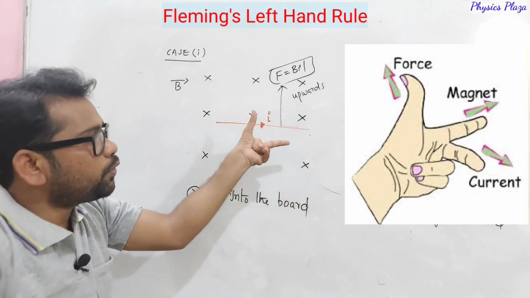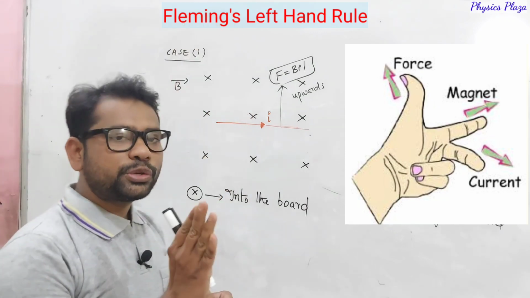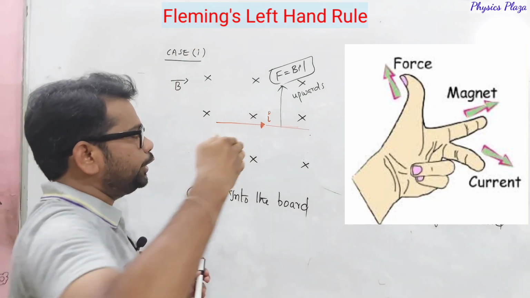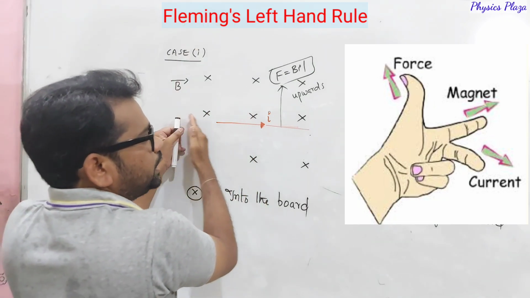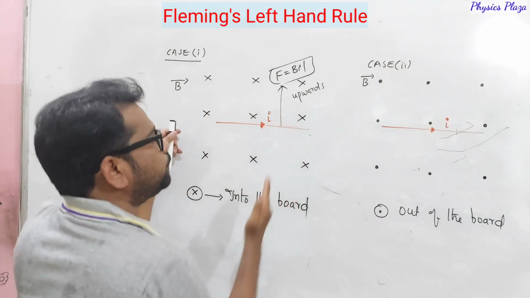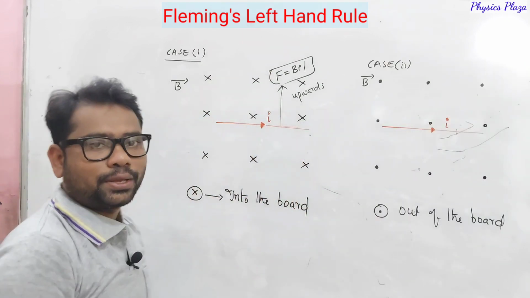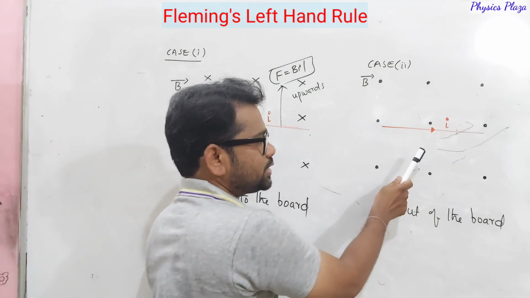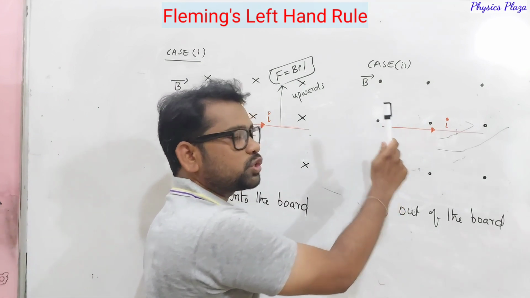So in this case, the thumb is showing vertically upwards. Which means what, children? If the field is into the board and the current is going to the right side, then the force will be upwards. Children, in the next case, how will the force act?